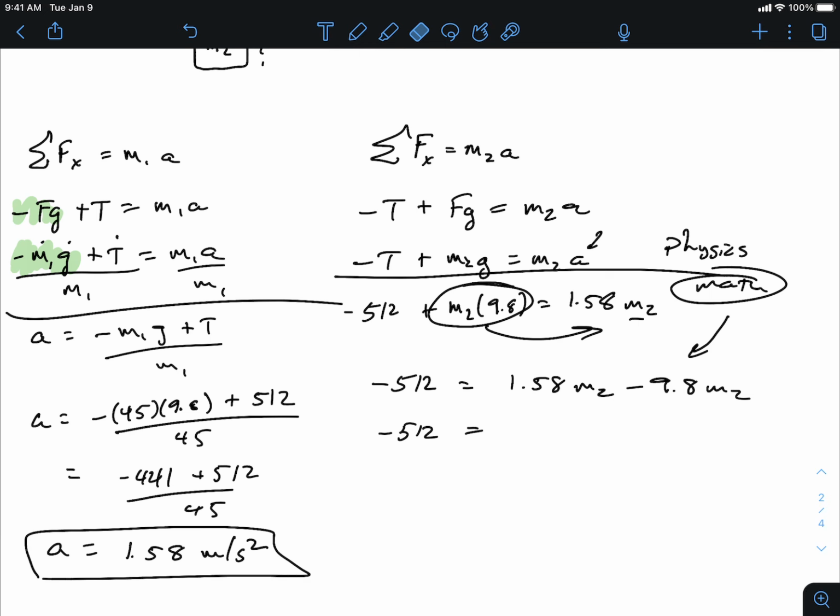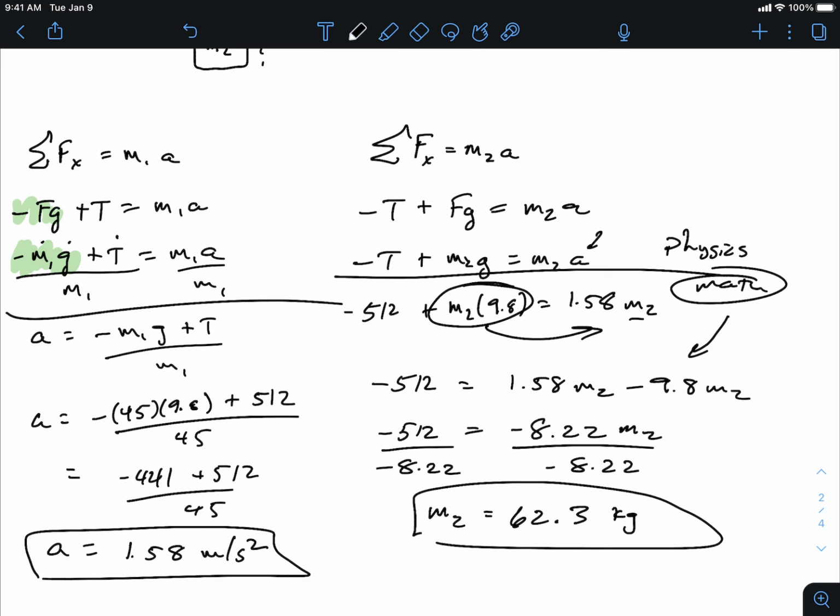Did anybody get an answer there? I got negative 8.22. Does that seem right? Yeah, okay. So now you get negative 8.222 M2. That was a lot of 2's. Divide both sides by that, and you're going to get M2 equals 62.3. Questions, comments, concerns?